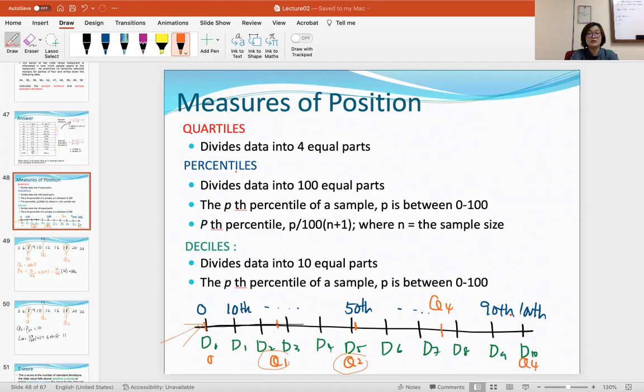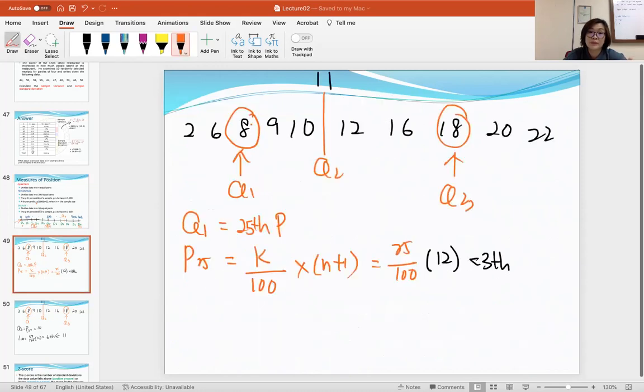Percentile is to divide it into 100 equal parts. So for example, if you want to have the 10th percentile, you just plug in 10 over 100, but you need to add 1 to your sample size. For example, you have 12, then you have to add 1 to find your 10th percentile. Decile, you divide it into 10 equal parts. So 10 equal parts is quite similar to the percentile, but you divide it into 10 equal parts. So this is the example.